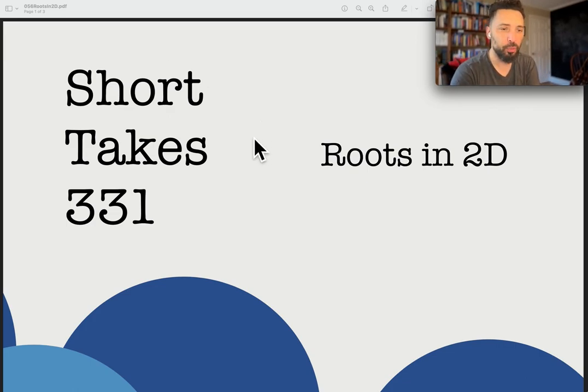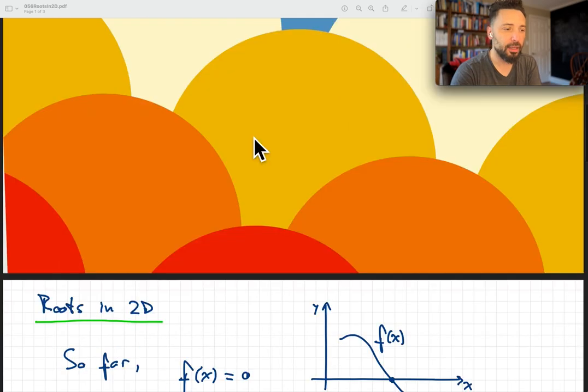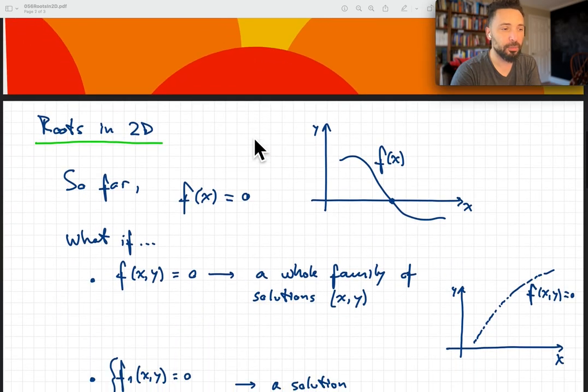Today we're going to talk about roots in 2D. And if you recall, recently we talked about roots in 1D. So far that means we've discussed cases where we have a function of only one variable and we're looking for solutions to this equation f of x equal to 0, without saying much about what the function looks like. Typically, the situation is going to be like this.